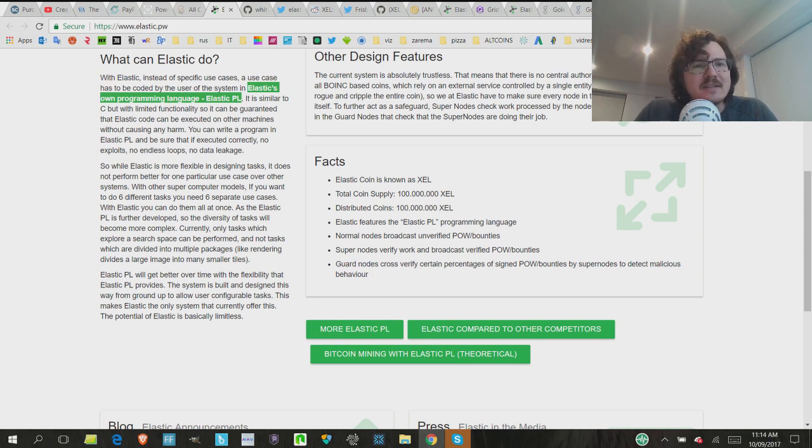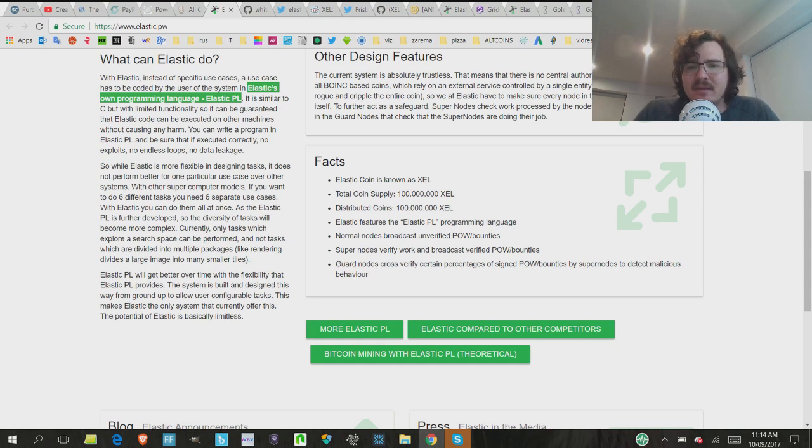Now, Elastic uses its own programming language, which I see as automatically problematic. I think they would have much more adaptability if they were using a more commonly used programming language instead of their own. That's what they've decided to do, so that's okay. People simply have to learn it. People learn all kinds of programming languages, but nevertheless, that is a potential disadvantage that I can see here.